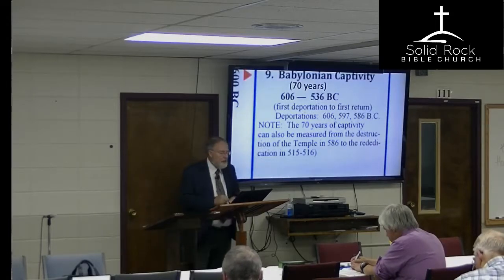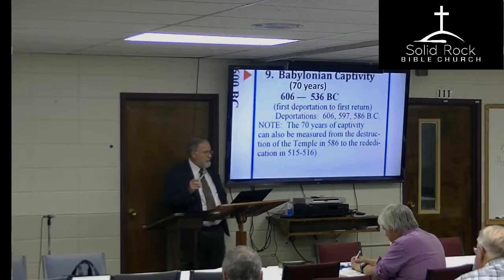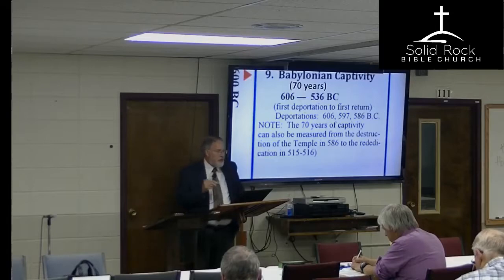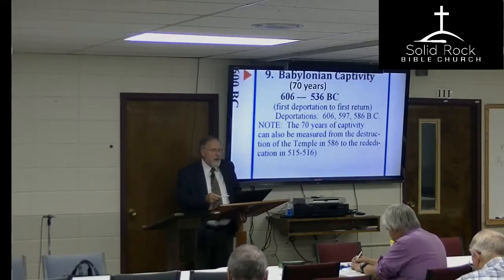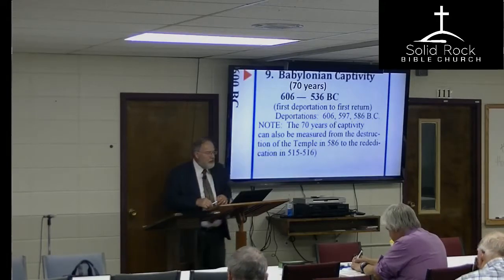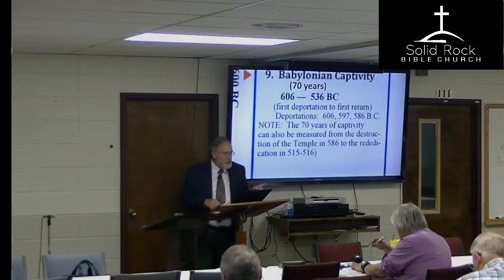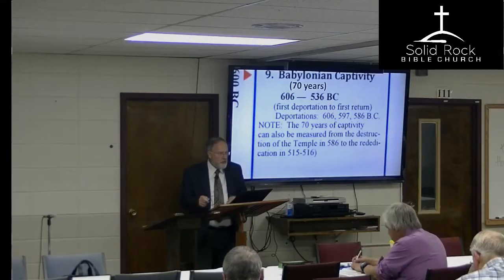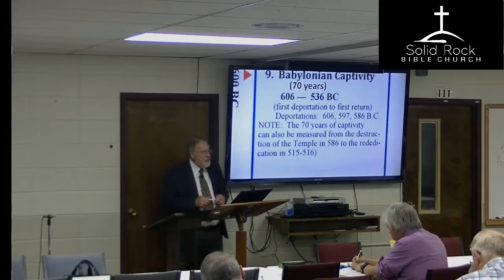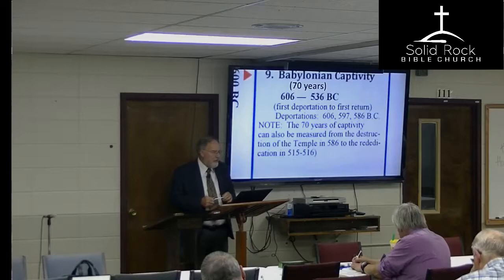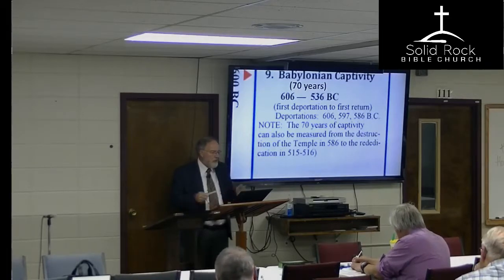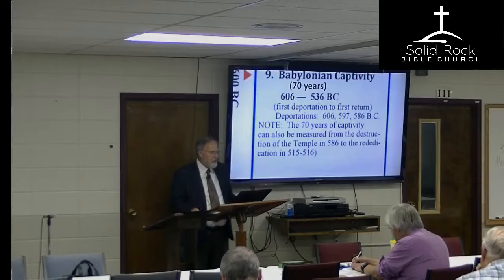The Babylonian captivity was 70 years long. It had 3 deportations. That is, Nebuchadnezzar came 3 times to Jerusalem and carried away exiles. You can figure 70 years from the first deportation in 606 to the first return in 536, and hence you can get the 70 years. Or you can figure 70 years from the destruction of the temple in 586 till its rededication in 516, 515, somewhere in that area.